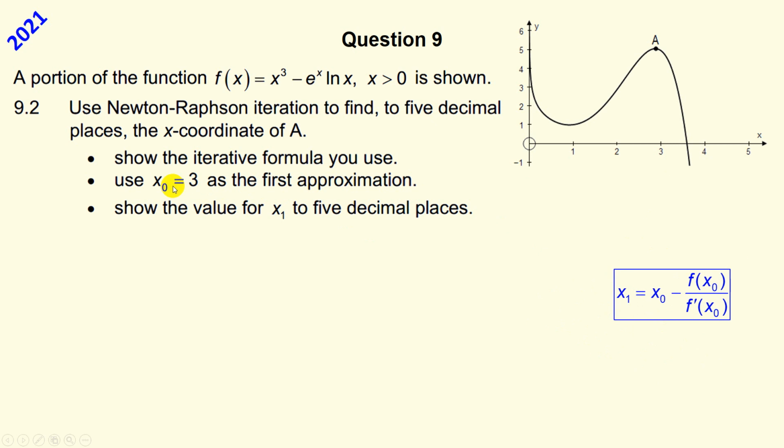Using x0 equal to 3 as the first approximation, so x0 will be 3. Show the value for x1 to 5 decimal places. It doesn't say stop at x1, it says show the value there, and then you need to work on until you have found the final value. I see in their memo, they've shown x1 and then they've gone straight to the answer, but you do need to calculate the rest, so I've calculated.